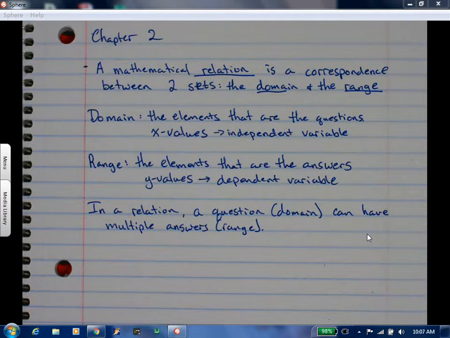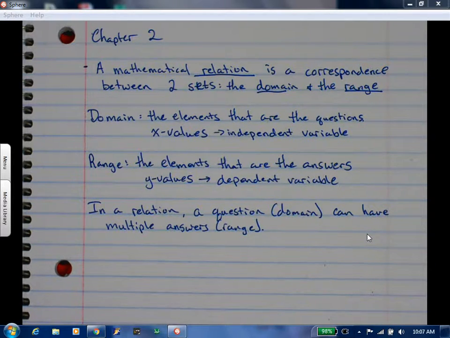So if I ask the question, what are the names of the students in third hour algebra 2 class? Would I have multiple answers? Because there's multiple ones. If I ask, what is the price of gasoline, regular, unleaded, in Newton? Could I have multiple answers? If I ask, what's your favorite candy bar?